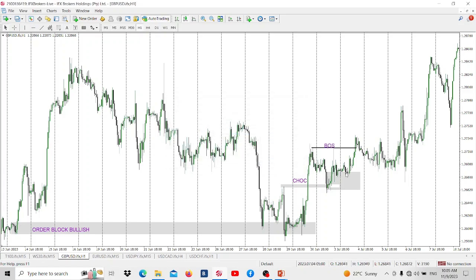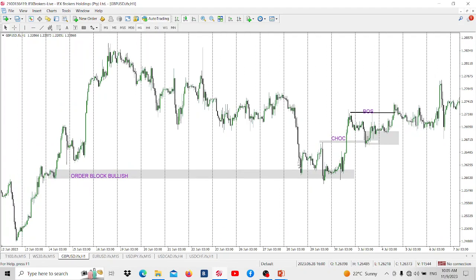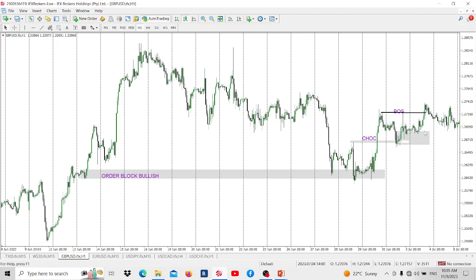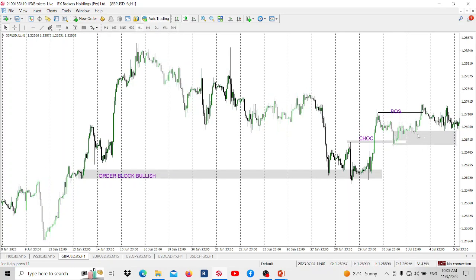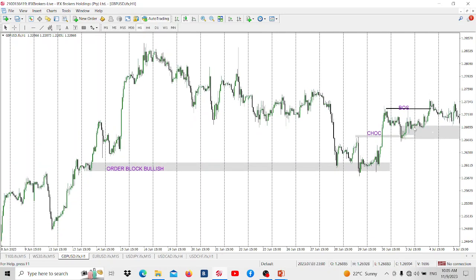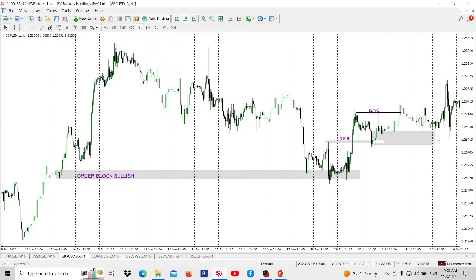Now us, how will we enter the market? Let's assume that there was nothing, right? How will we bias in the market? We'll be biased in the market knowing that once price taps into this down candle, which happened here, and where will we aim to go? Our target will be this high.